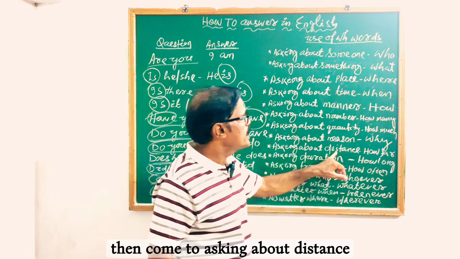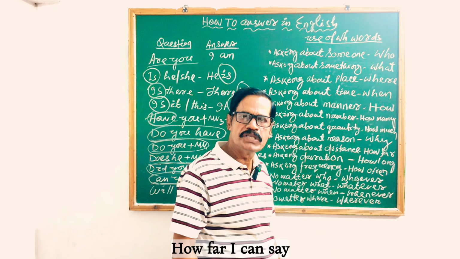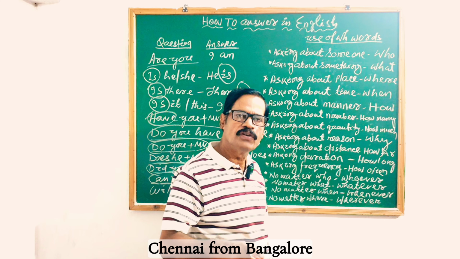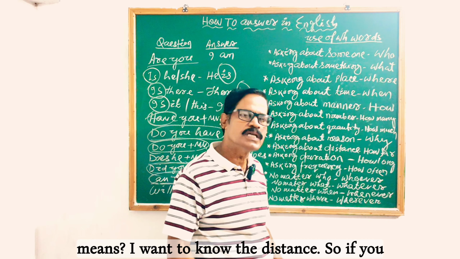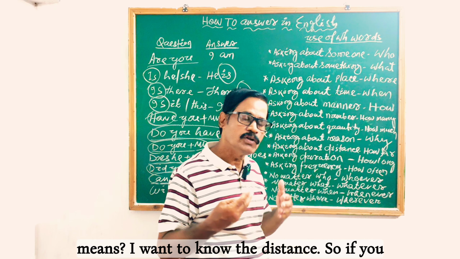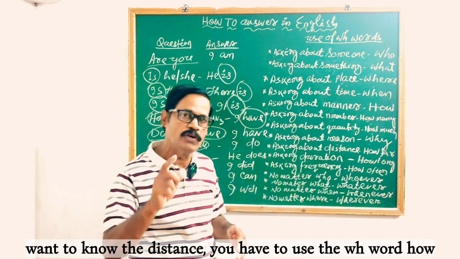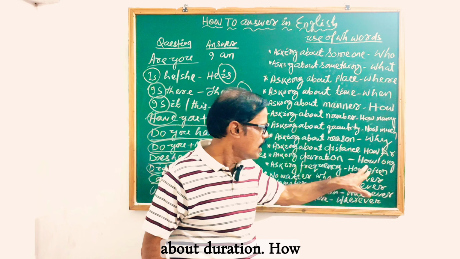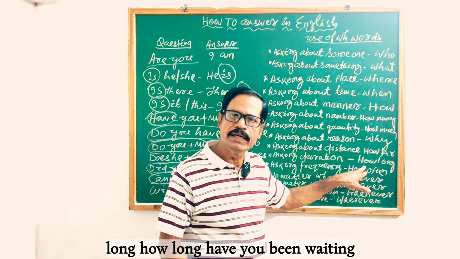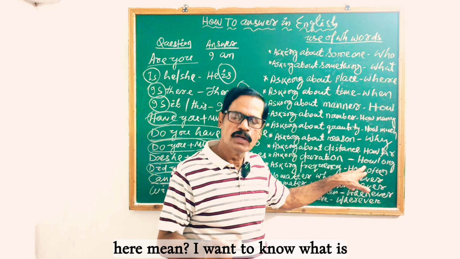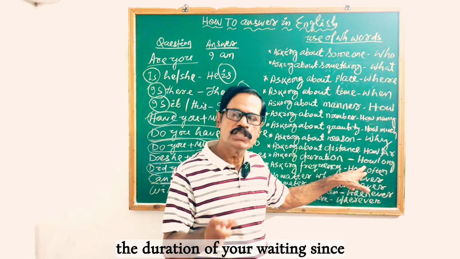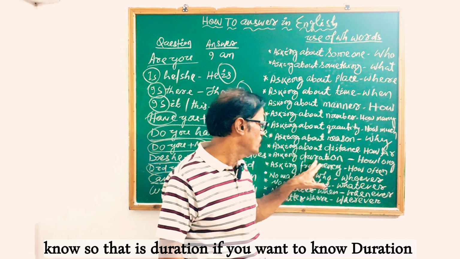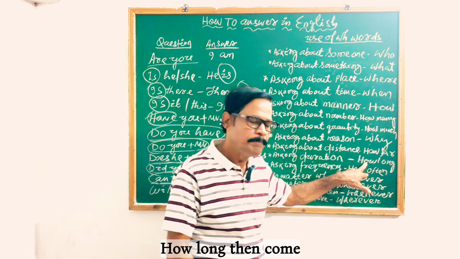Then comes asking about distance: how far. I can say, how far is Delhi from Mumbai? How far is Chennai from Bangalore? It means I want to know the distance. So if you want to know the distance, you have to use the WH word how far. Then asking about duration: how long. How long have you been waiting here? I want to know the duration of your waiting. Since when have you been waiting here? So if you want to know duration, you have to use the WH word how long.